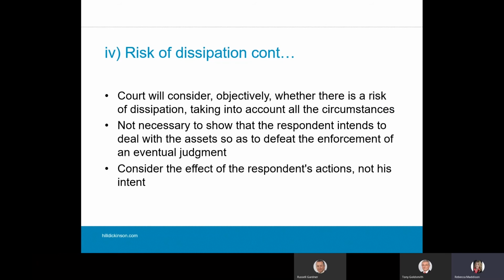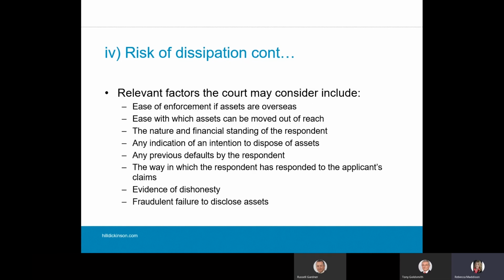So the court will consider objectively whether there is a risk of dissipation, taking into account all the circumstances. It's not necessary to show that the respondent intends to deal with his assets so as to defeat the enforcement of any eventual judgment. The court will consider the effect of the respondent's actions, not his intent. And relevant factors that the court may consider, I've put a few up there, are things such as ease of enforcement if assets are overseas, any previous defaults by the respondent, evidence of dishonesty, and the ease with which assets can be moved out of reach.